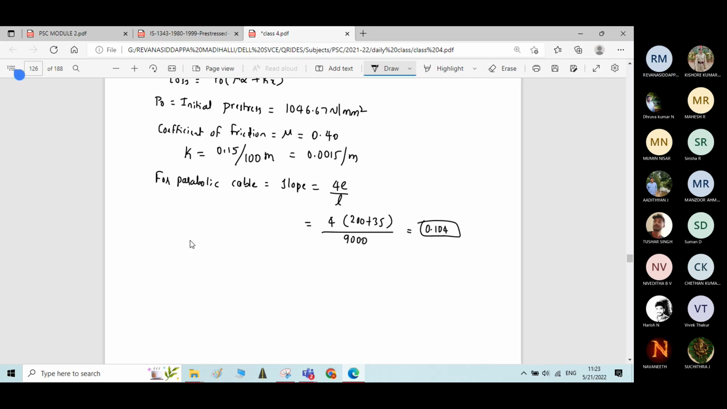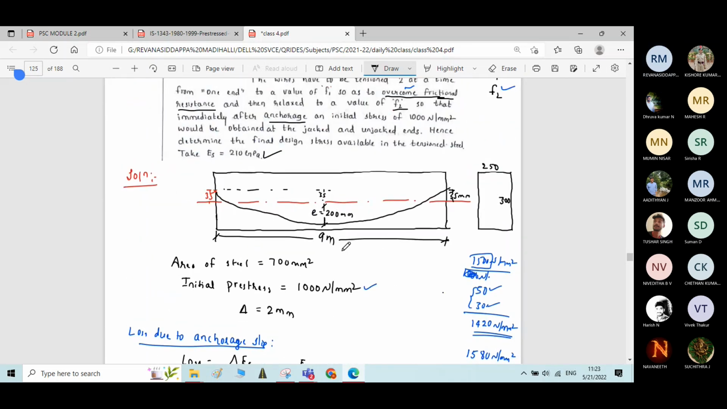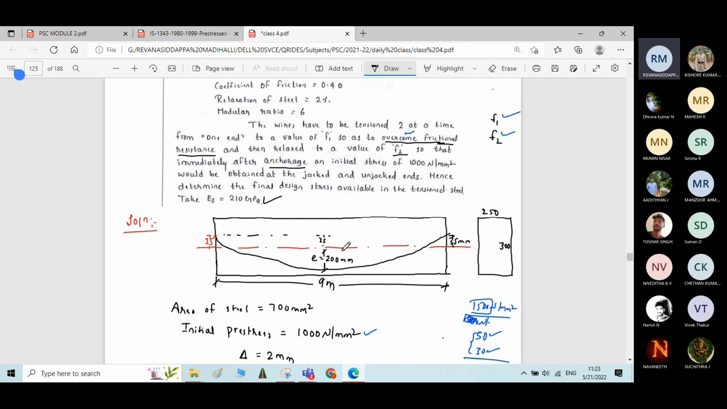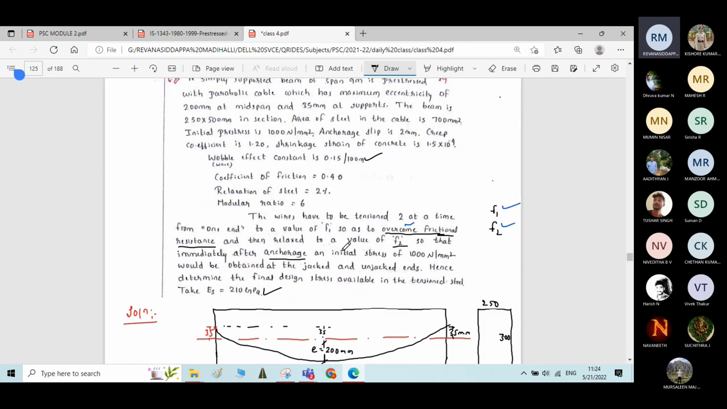Okay, slope. Now you can calculate the alpha. So this alpha value depends on whether the cable is pulled from one end or both the ends. It depends on that thing.